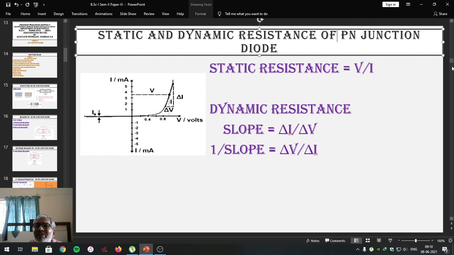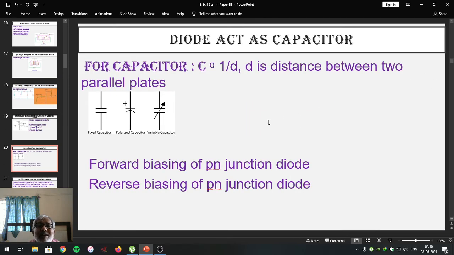Let me proceed further. How is a diode going to act as a capacitor? Dear students, all these are conceptual parts. We are well aware of the capacitor. Here, some capacitors are represented. What is a capacitor? It has 2 plates. This is one plate, this is the second plate, this is the terminal, this is the terminal. 2 plates separated by a certain distance form the capacitor.